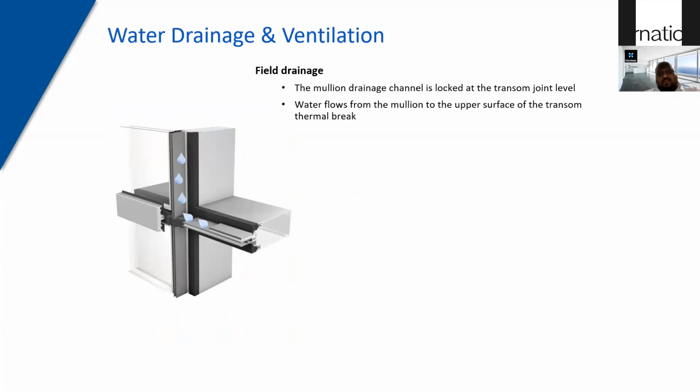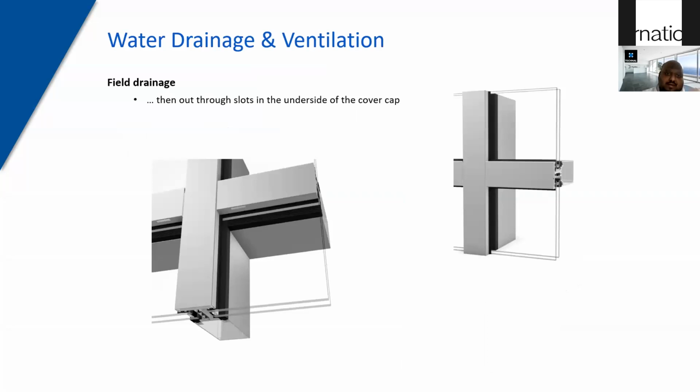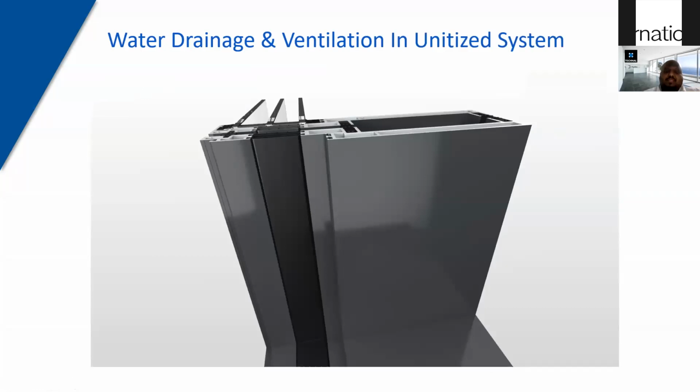The water, as you see here, flows from the mullion to the upper surface of the transom thermal break. And each transom pressure plate has these aeration water holes. So by this principle of pressure equalization between inside and outside, water flows out through these water slots. So as you see here, you have these nicely concealed drainage slots through which water is expelled in the event of a rain or in the event of a cleaning exercise which the building experiences.